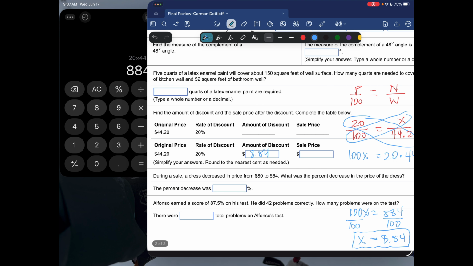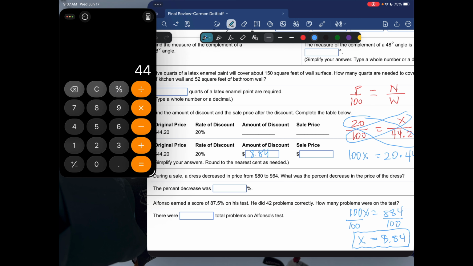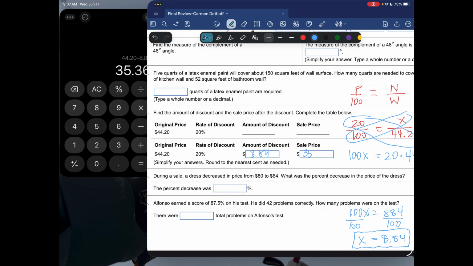So I didn't solve for the sale price yet. In order to solve for the sale price, I need to take my discount amount and subtract it from my original price. My original price was $44.20. I'm going to subtract out my discount, $8.84, which gives me a sale price of $35.36. Awesome.